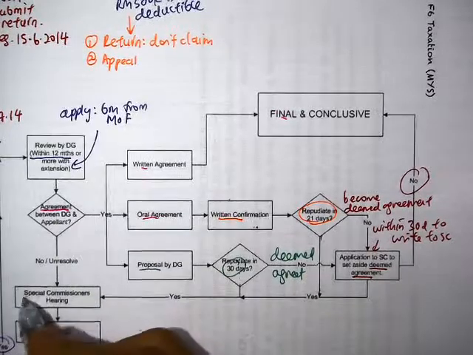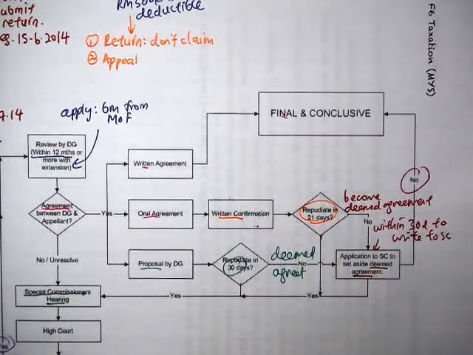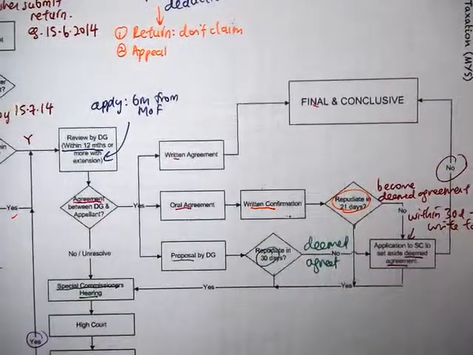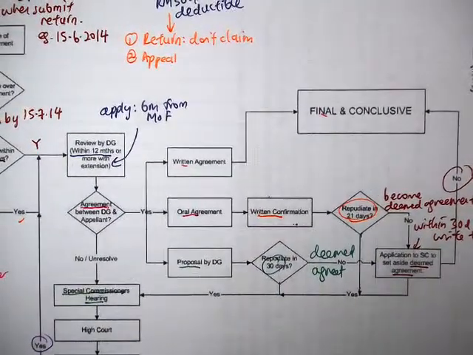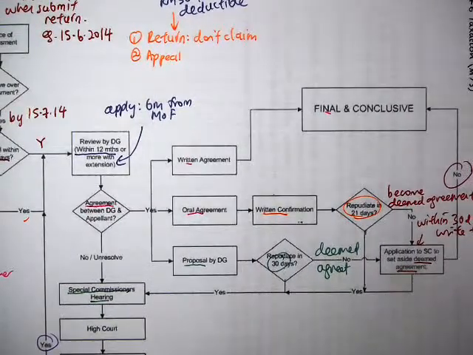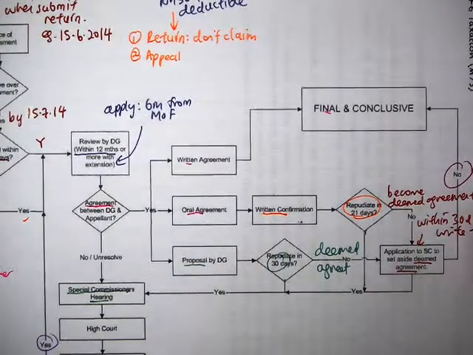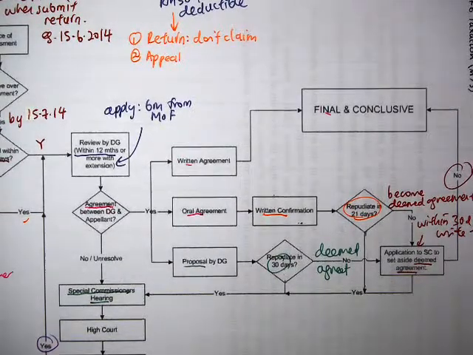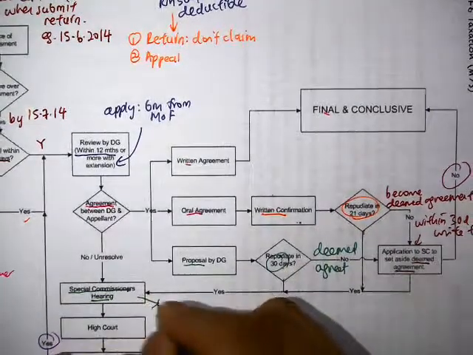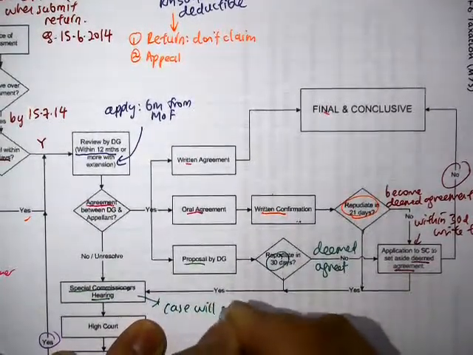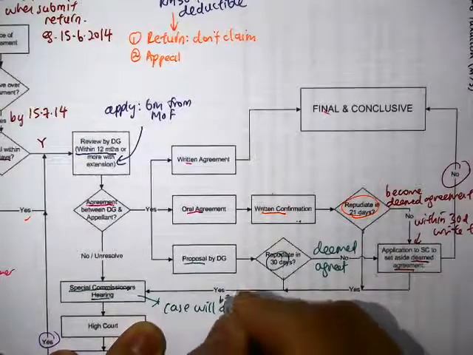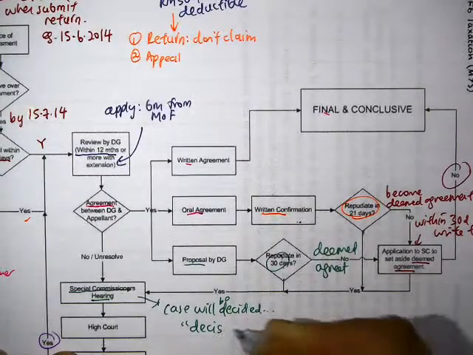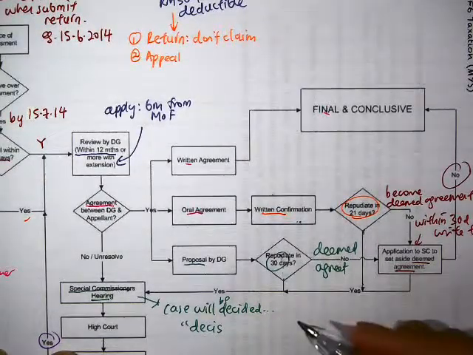Now the next stage is the Special Commissioner hearing. That means the case is now brought to the court. Once the case is brought to the court, the SC will have to listen to evidence from both sides, how you argue the case and so on. Then they will decide who is right, who is wrong, who wins the case. So the case will be decided, and the decision is called the deciding order.